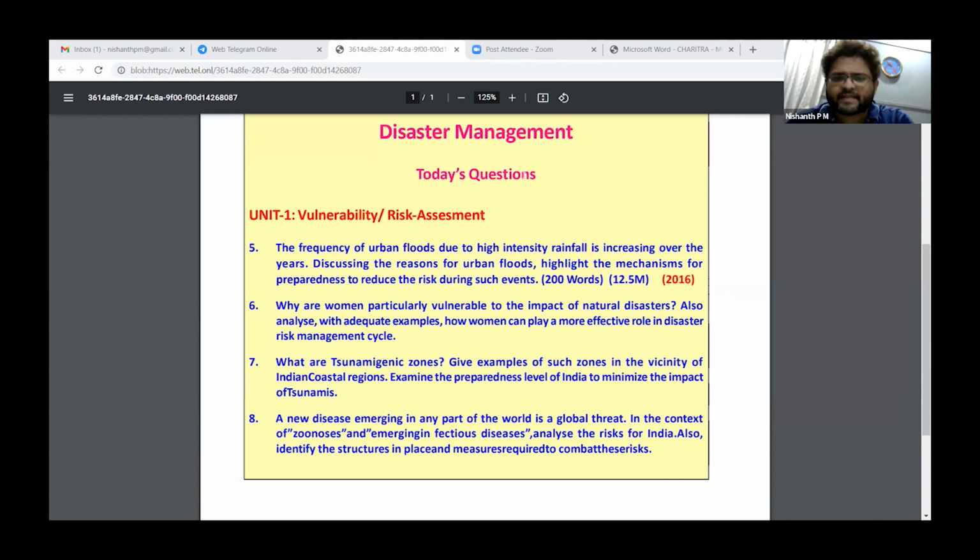And then examine the preparedness level of India to minimize the impact of tsunami. Before writing, you can give the example of the 2004 tsunami, which caught India unprepared and caused a lot of damage to our lives and property. After that, what has India done? It has been part of the tsunami warning system. The global tsunami early warning system is based in Hyderabad. From Hyderabad, any tsunamis originating in the Indian subcontinent waters we can easily identify beforehand and alert the places for probable impact.